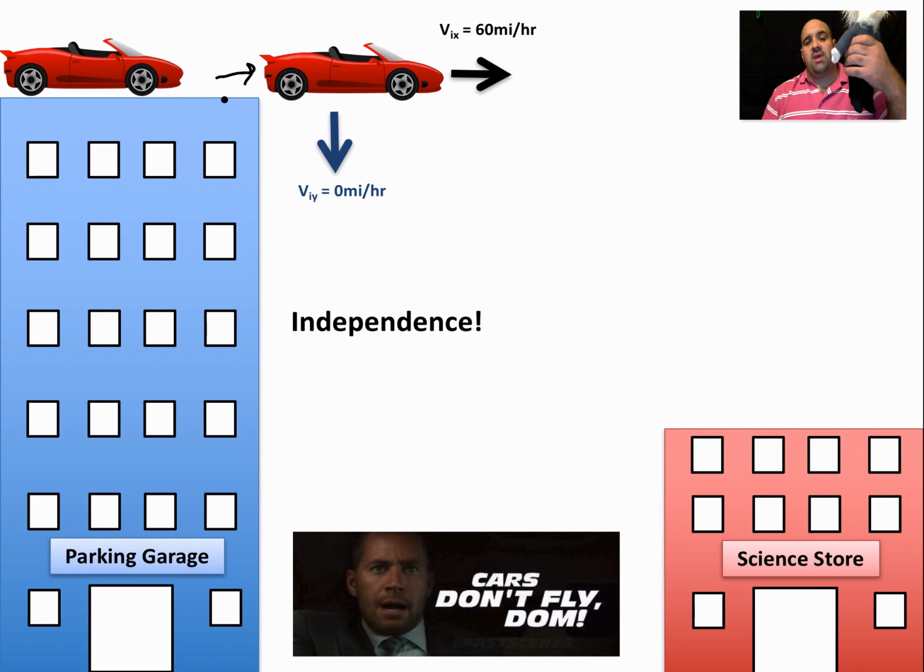When you drop an object, when you have an object in free fall, when it first releases, what's its initial velocity going up and down? Well, it starts at 0, and that's a free fall problem. So initially the car has a velocity going down of 0 miles an hour, and it has a horizontal component of 60 miles an hour.